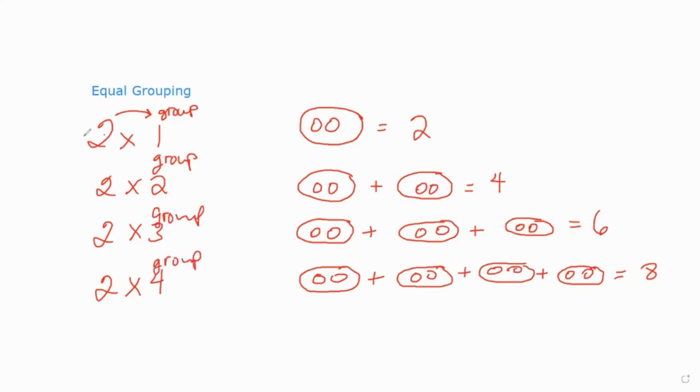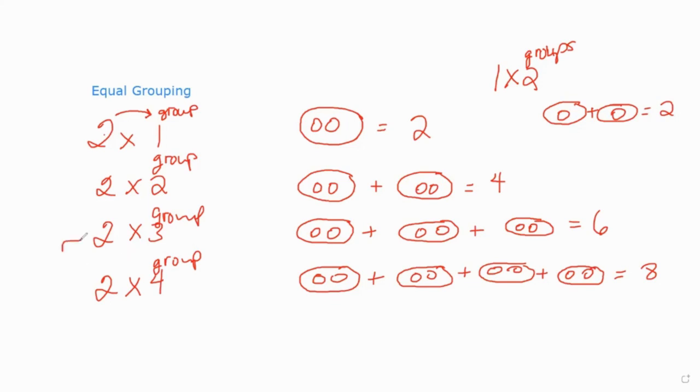Instead of putting 2 times 1, I could put 1 times 2, right? And I can have 2 groups of what? 2 groups of 1. Now I'll put an S on here for groups, make it plural since it's 2. So 2 groups of 1 is equal to 2. It's commutative. So when you switch the numbers and change the grouping, you still get the same answer.